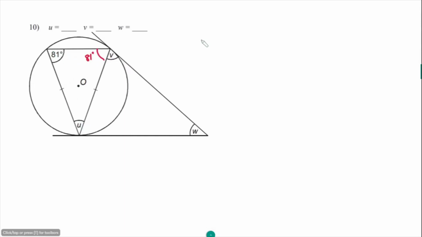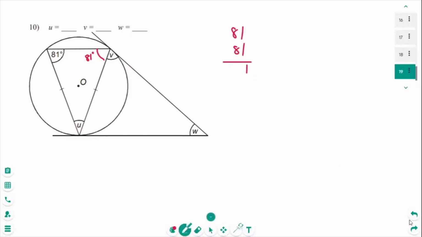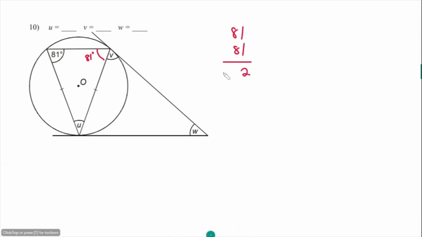So it's easy for me to find angle U because I have a triangle. This triangle adds up to 180. So to get angle U, add 81 plus 81. Oh, did I say one? Sorry, that's going to be 162. And to get angle U, subtract this value from 180, and that gives me 18. So angle U is 18 degrees.